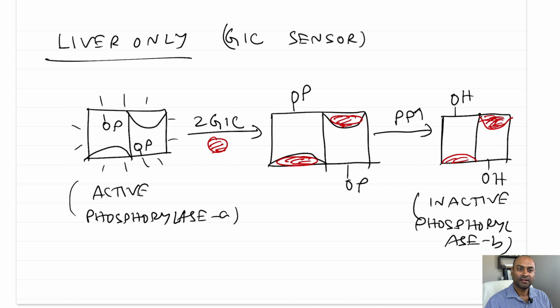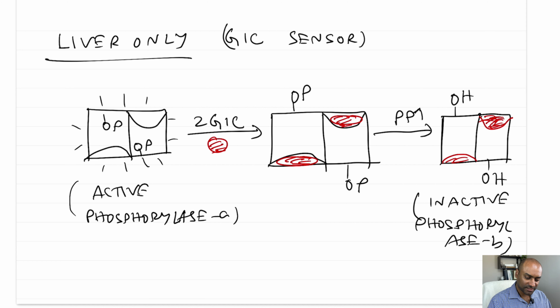In the liver, glycogen phosphorylase is also acting as a glucose sensor. So when there is high glucose accumulation in the liver, the signal is that the need of the other tissues has been met. So now in the liver, what will happen? The extra glucose will act as a sensor to stop the activity of glycogen breakdown. That's pretty much what it is.